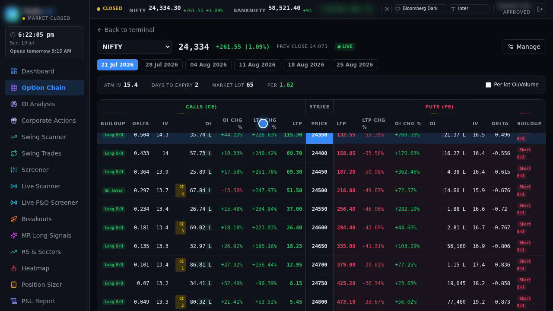Now here's something crucial about that premium. It's made of two parts. The first is intrinsic value, how much the option is already in the money, its real worth right now. The second is time value, the extra you pay purely for the time remaining until expiry.